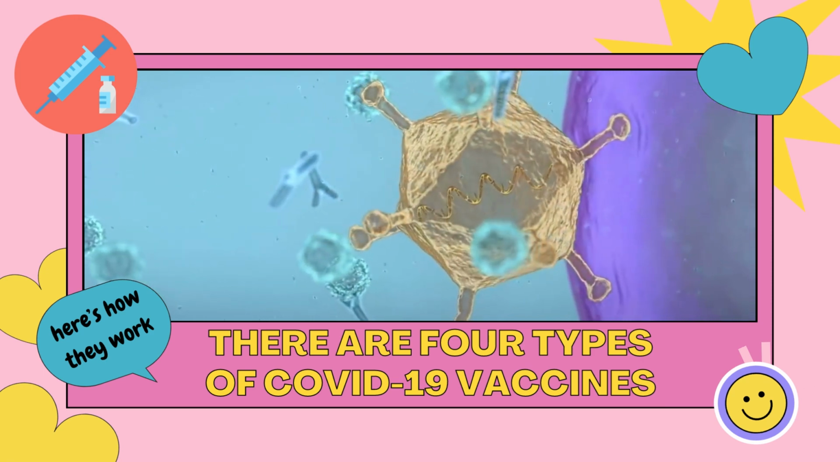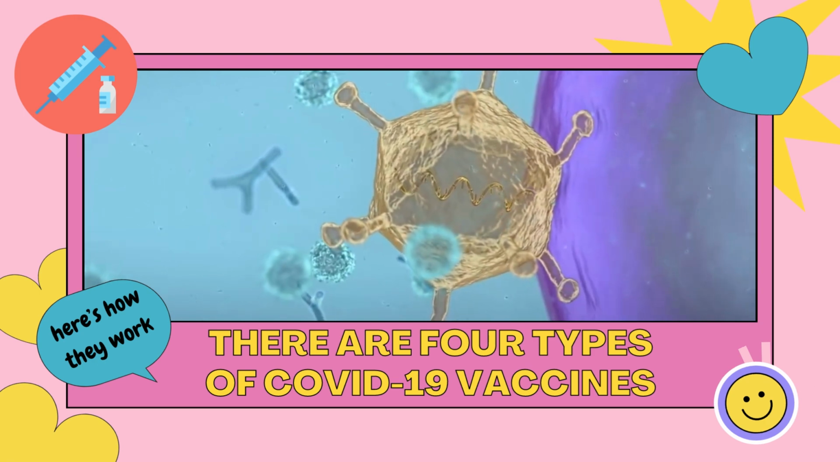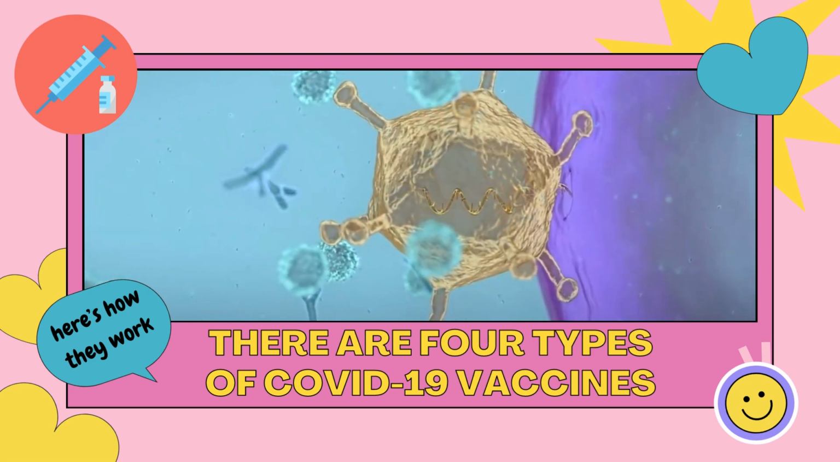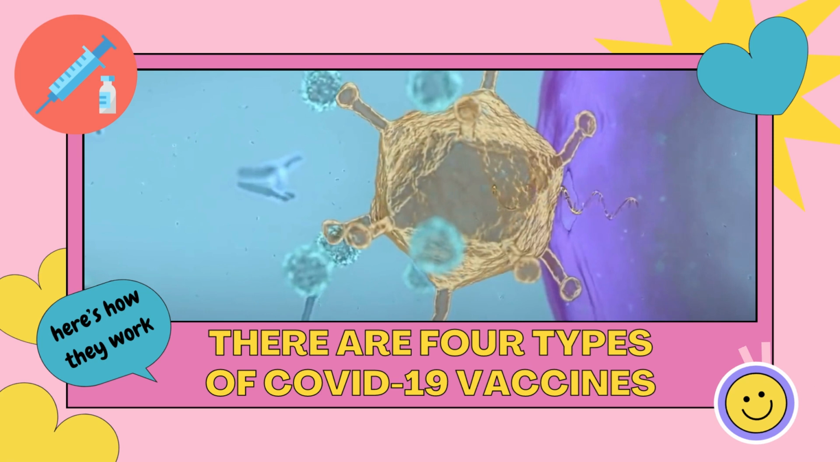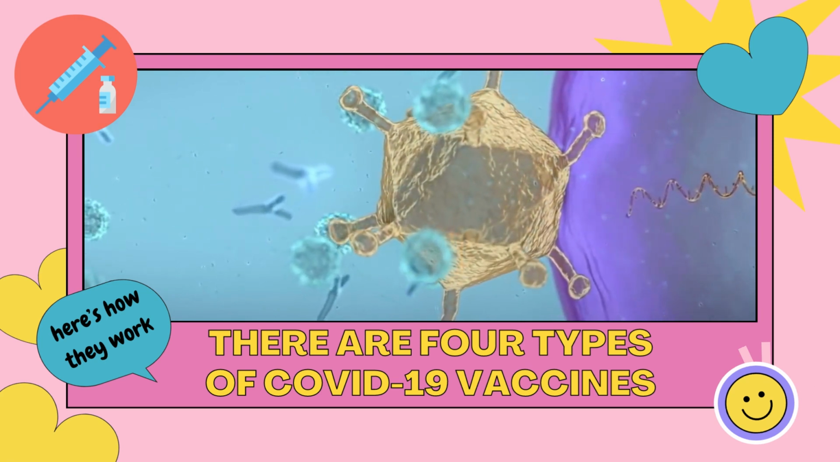Vector-based vaccines can be complex to develop, but they can trigger strong immune responses without the need for adjuvants. And in theory, one type of vector can be used to deliver code for a range of different antigens, which can speed up vaccine development.